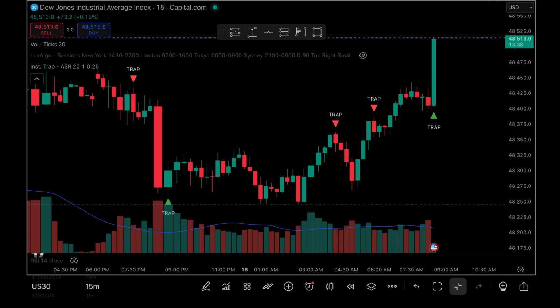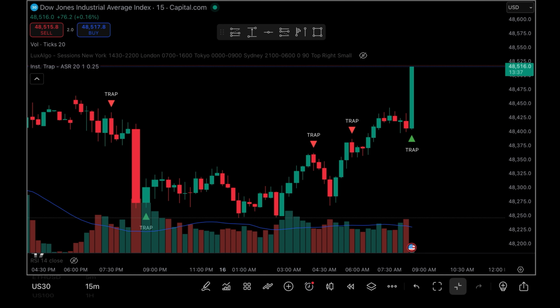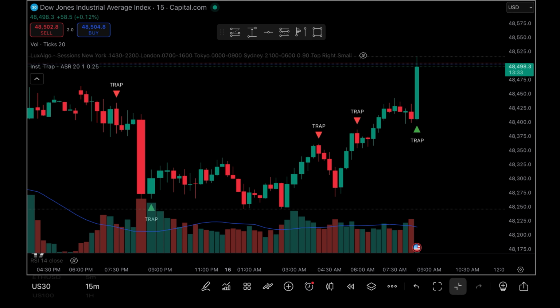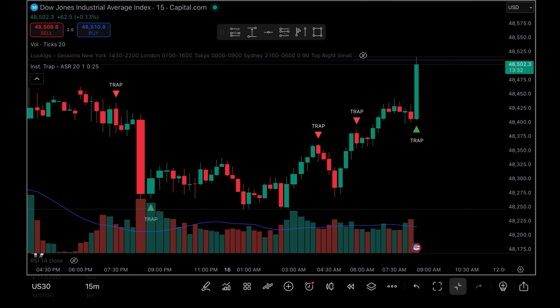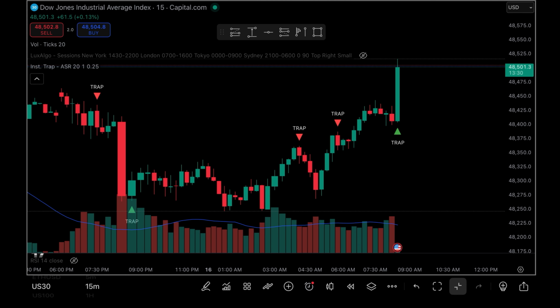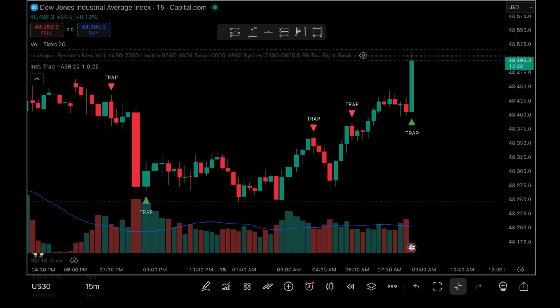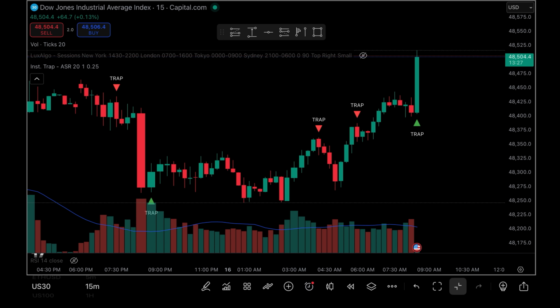What matters here is that strong institutional activity is present. Once price shows its direction, I simply follow that move. There's no reason to fight the banks or the institutions. They're the ones driving the market. I'm not trying to predict or argue with price. I'm just observing where the momentum goes and aligning with it.